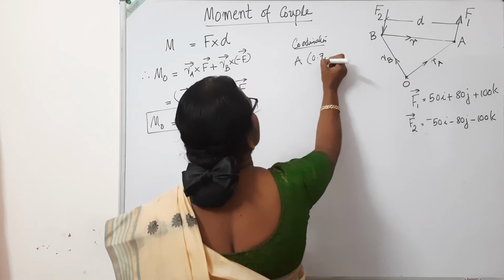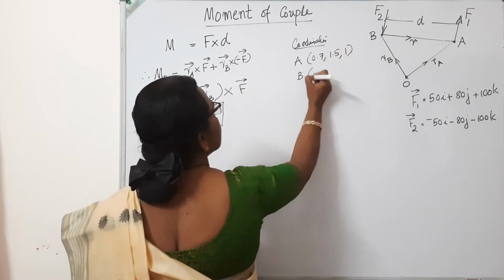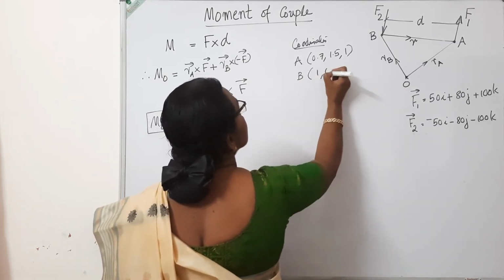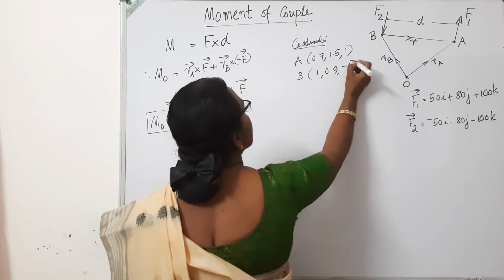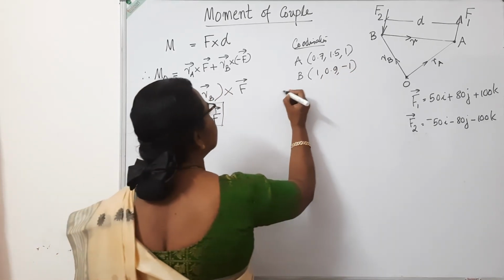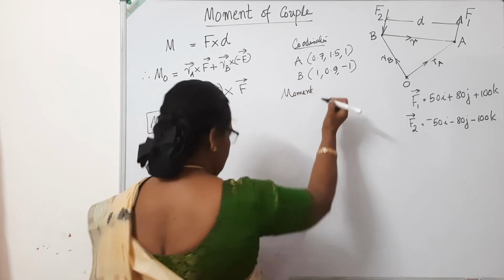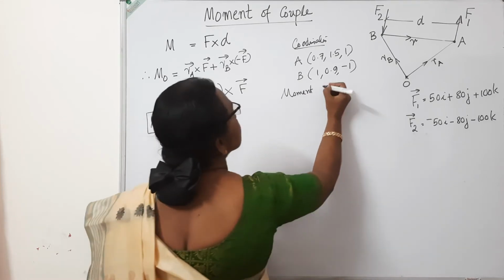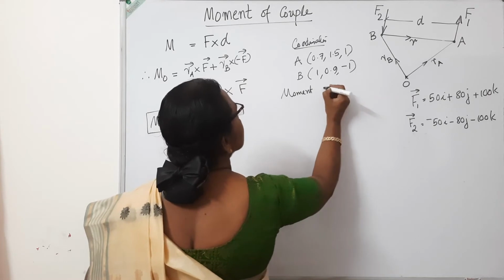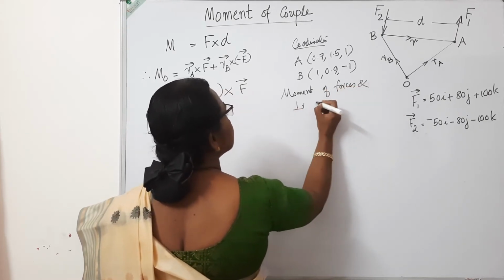0.7, 1.5, 1. And for the point B, the coordinates are given as 1, 0.9, minus 1. The question is to find the moment of forces and the perpendicular distance.